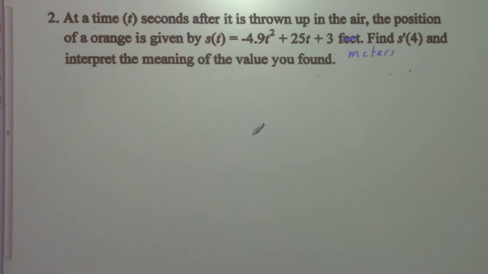And again the binomial expansion. If you have the quantity a plus b squared, that's going to be equal to a squared plus 2ab plus b squared.